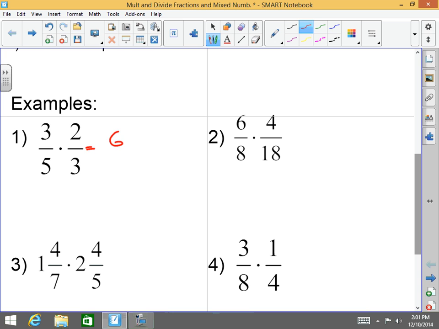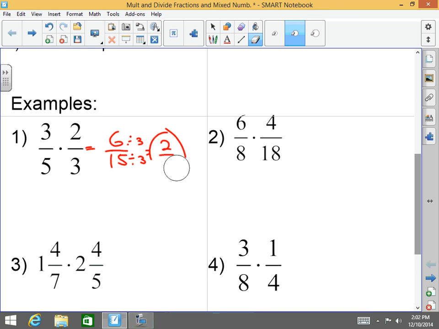For example, 3/5 times 2/3. 3 times 2 is 6. 5 times 3 is 15. Divide both by 3. 2/5, sorry, I should pay attention. Now, there is something that I'm going to talk to you about.